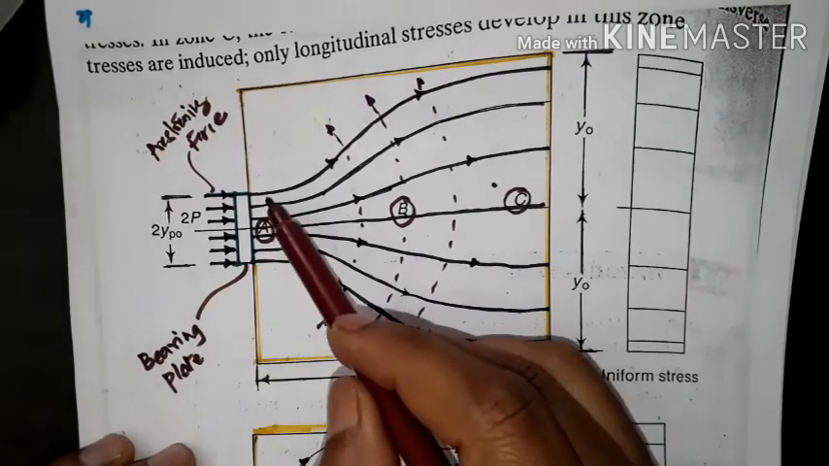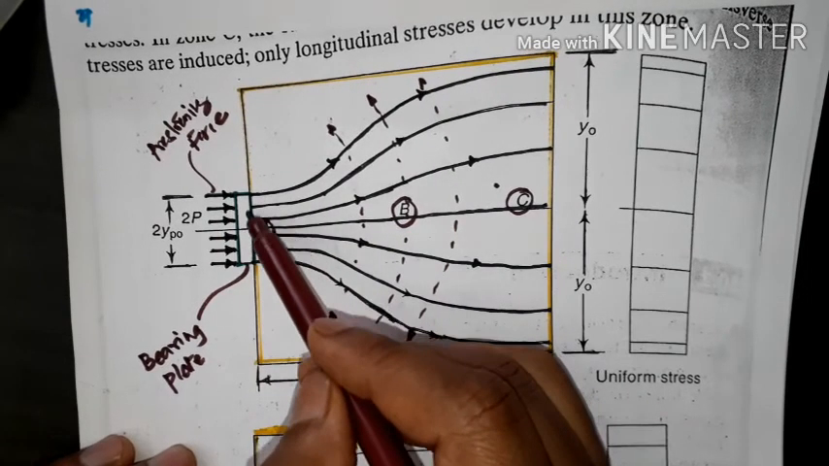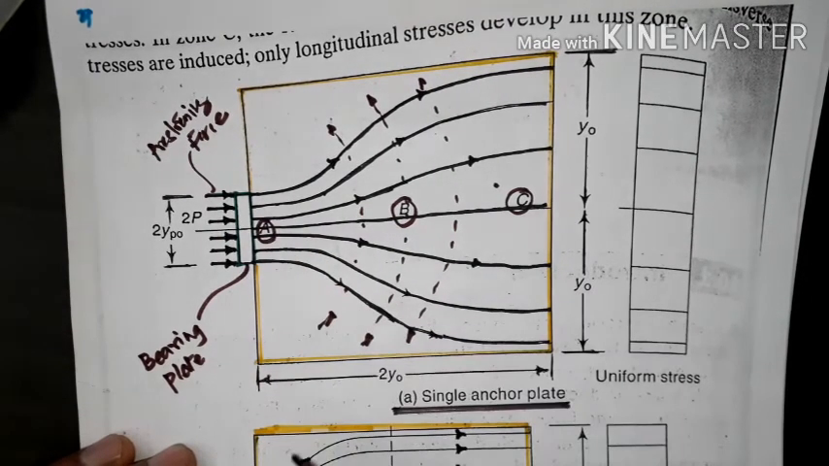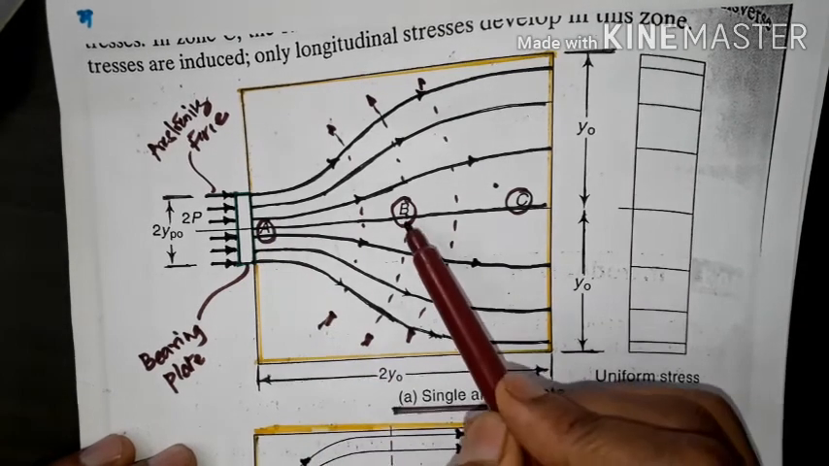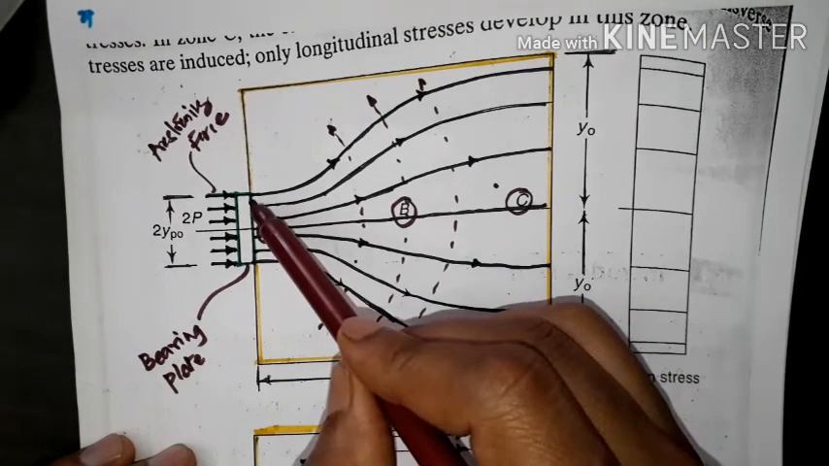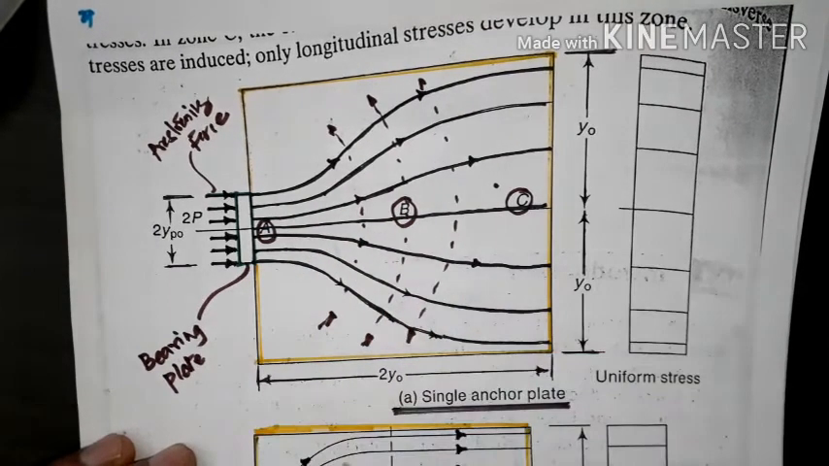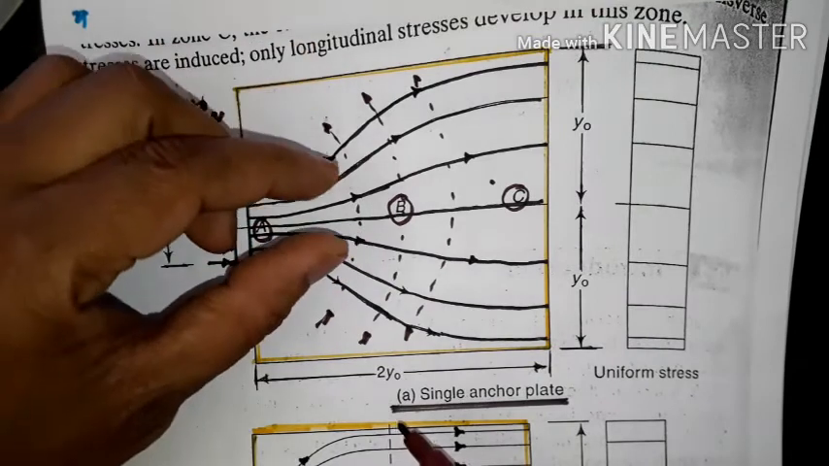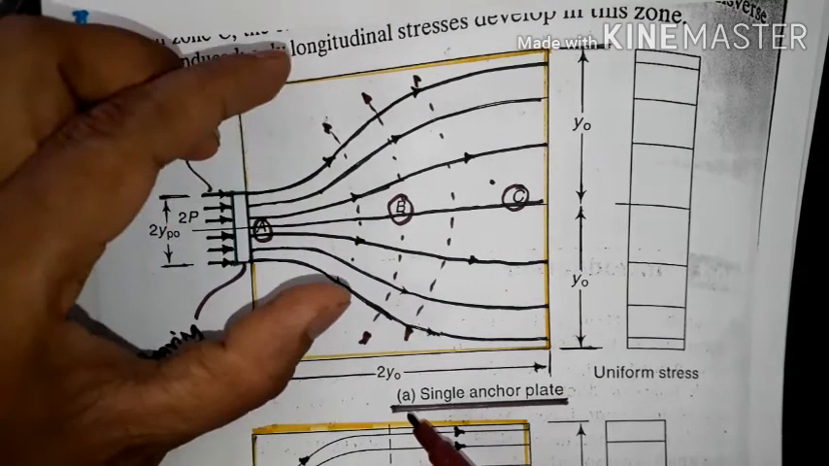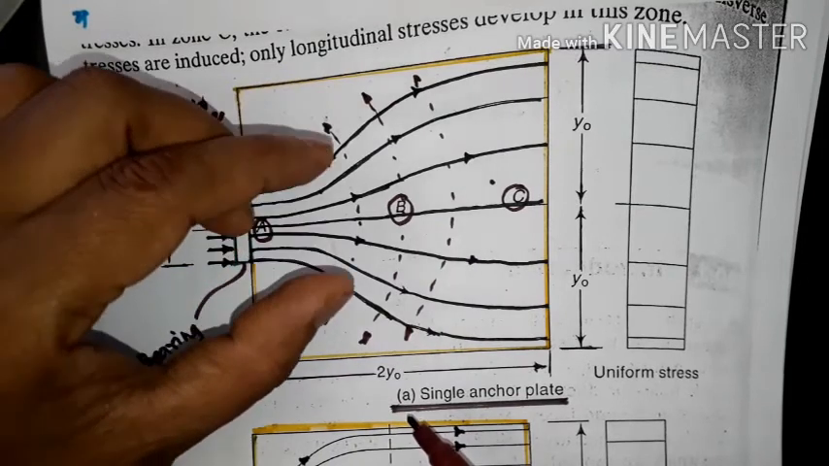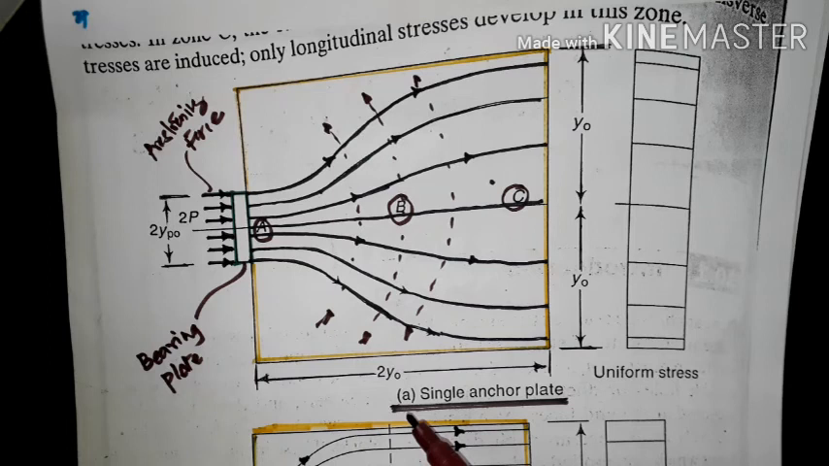Zone A में क्या हो रहा है? There is only compression because immediately the force is applied. तो यहाँ पे क्या होगा? Only compression develop करेगा. Okay. When it moves from zone A to zone B, it tries to change direction or deflect. When they try to deflect, they try to push the surrounding material or concrete. तो push करेगा मतलब it will try to develop the tensile stresses in the concrete at the particular zone B. Okay.